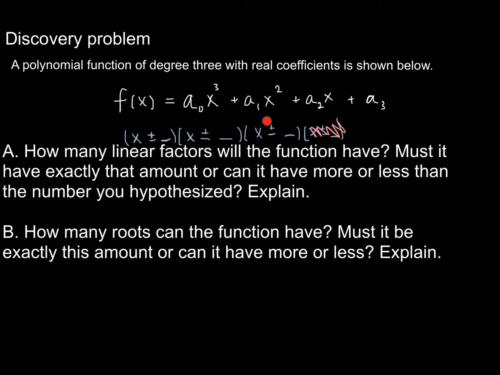1, 2, and 3. And it can't have any more, it can't have any less. There can't be some number I left out because I considered each factor. And it can't have any less because there's going to be one thing that makes each linear factor 0. So it's got to have exactly 3 roots.